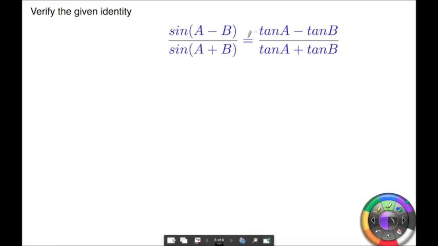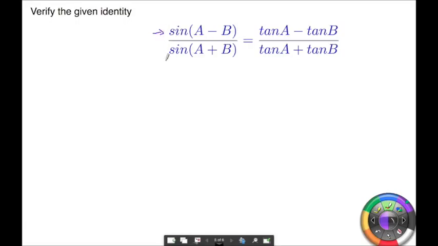Usually when I do a problem like this, I like going with the uglier side, and in this case, the uglier side is this. But it actually turns out that working with this side is easier, but I'm not going to. So I'm going to go with the more difficult side.